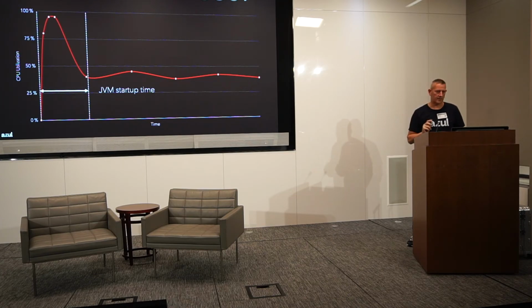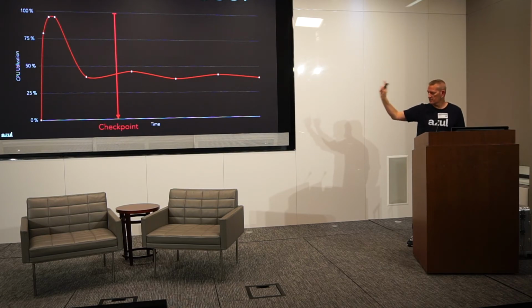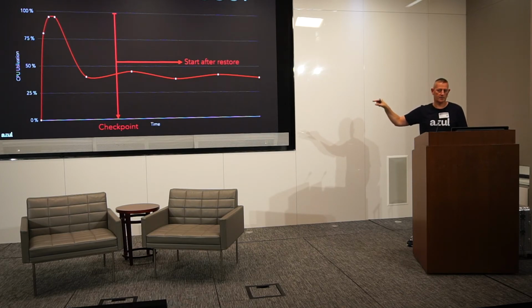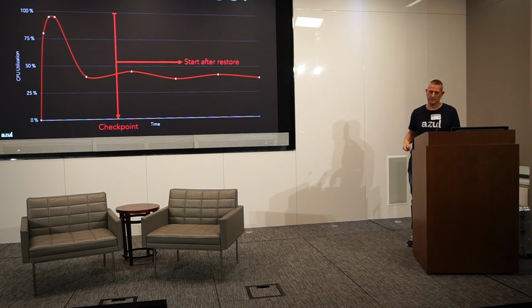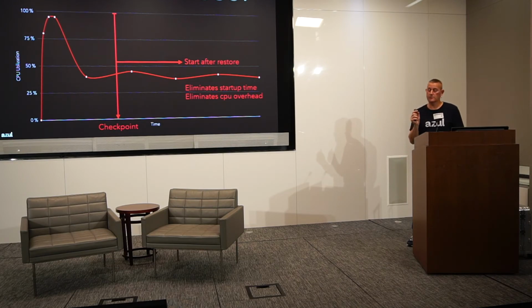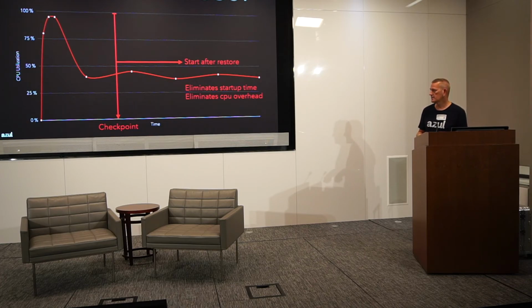Now if you use CRaC, you have the interpretation and compilation overhead here, but you create the checkpoint there, and then you can run from there. That means you don't need that many nodes anymore, and that can save a lot of money. So it eliminates the startup time and the CPU overhead. Still, the JVM memory footprint is larger than with the native image runtime, but usually memory is not a big deal. The CPU cores, that's the expensive part if we talk about nodes in the cloud.